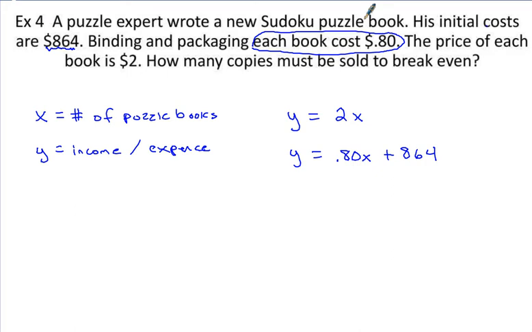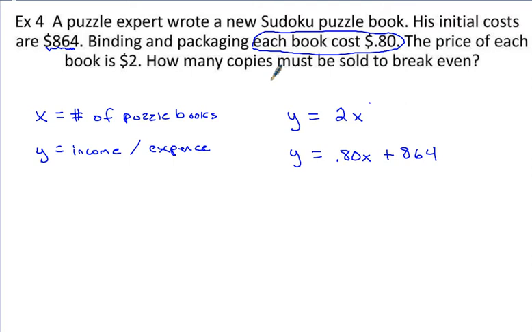But he doesn't pay $864 for every time he sells a puzzle book. If he did, guys, and he only sells the books for $2, would he ever be able to make any money? No. So the 864 is the one that is completely by itself. The 80 cents is the one that goes with the X because it's for each individual puzzle book. Good question. Okay, anybody else?